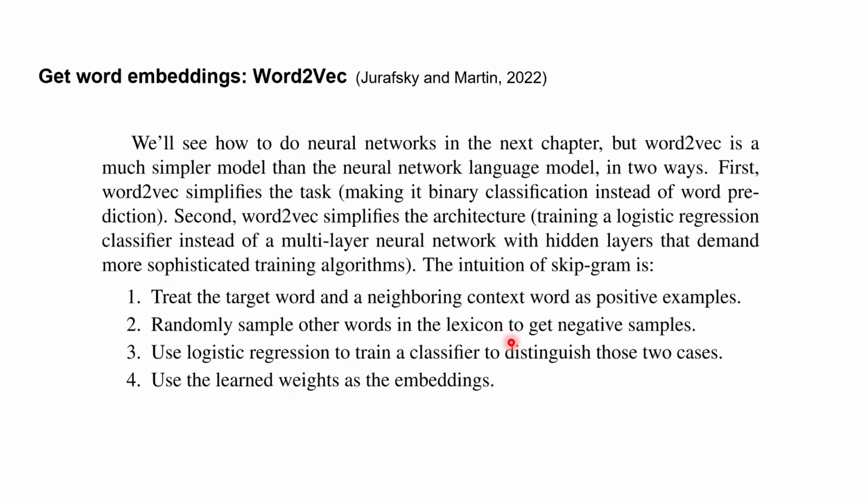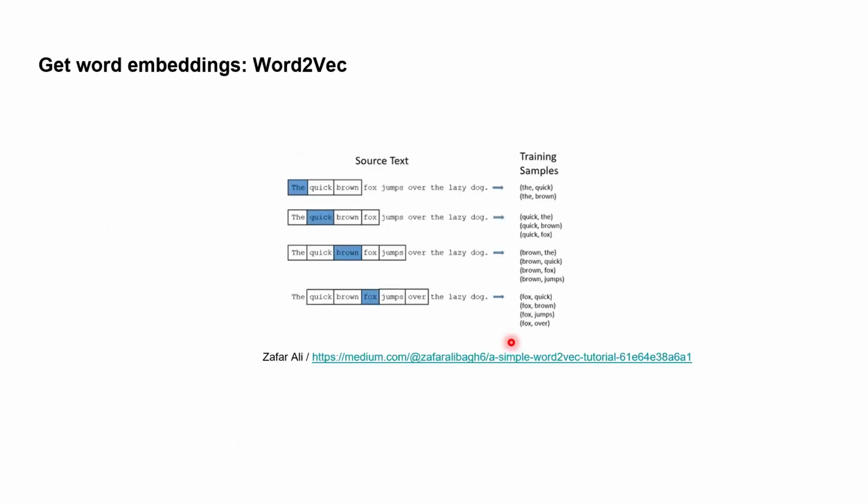The intuition of skip-gram is: one, treat the target word and neighboring context words as positive examples. Two, randomly sample other words in the lexicon to get negative samples. Three, use logistic regression to train a classifier to distinguish those two cases. Four, use the learned weights as the embeddings. You probably are not crystal clear about each step, but you get a sense. That's good enough.